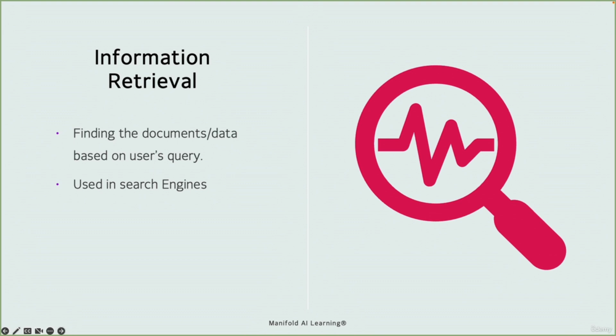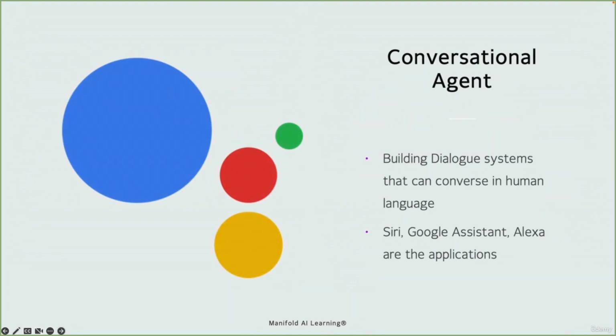Apart from this, we've got the conversational agent. When I say conversational agent, it's the task of building a dialogue system which can converse in a human language, that is, our natural language. Some of the applications of conversational agents are Siri, Alexa, Google, and so on.